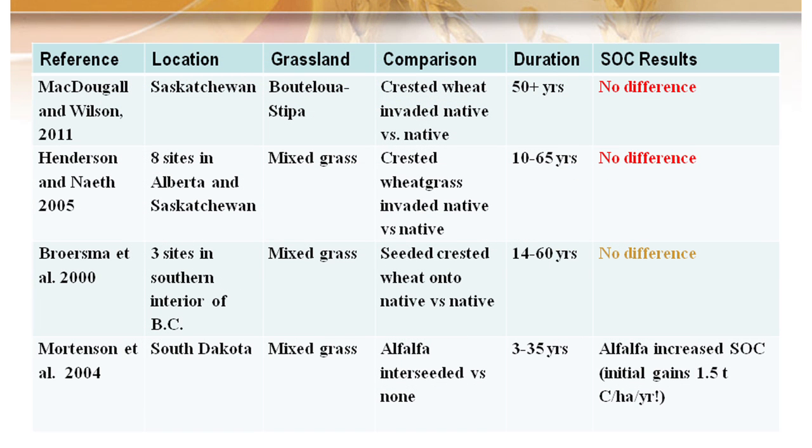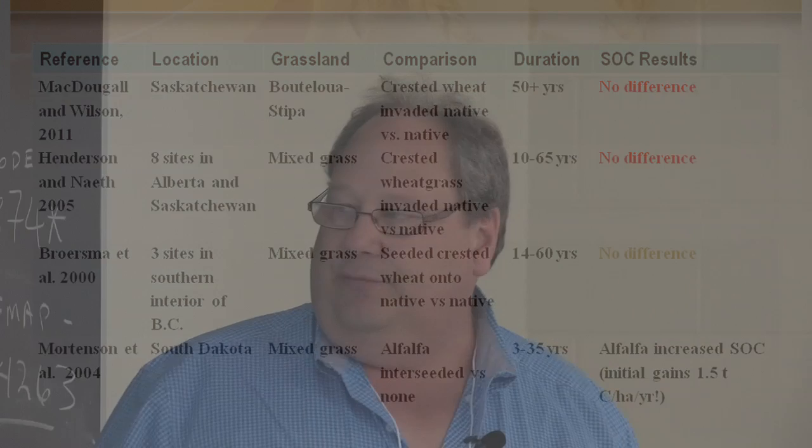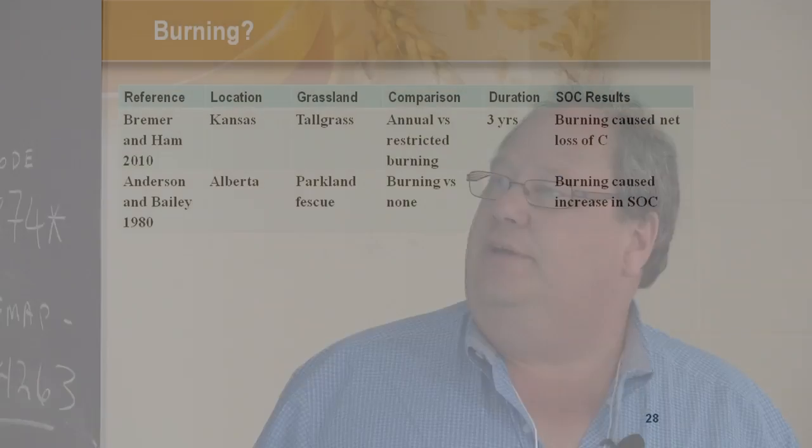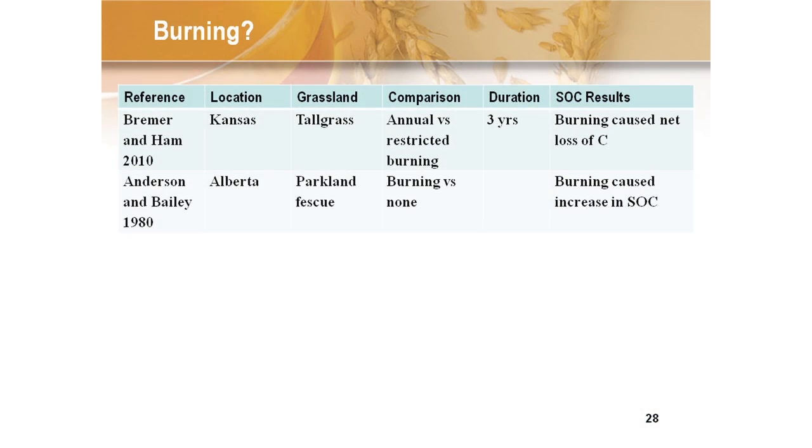Quite many of them are quite long-term, quite consistent, that there's no real effect of crested wheatgrass coming on to native grass on the effect of soil carbon. Intentionally seeding alfalfa, yes, that's a very large increase in soil organic carbon. In fact, gains of 1.5 tons of carbon per hectare per year initially, so that's very, very high rates of carbon sequestration. Burning, we couldn't find so many studies, but one in tall grass, burning caused loss.